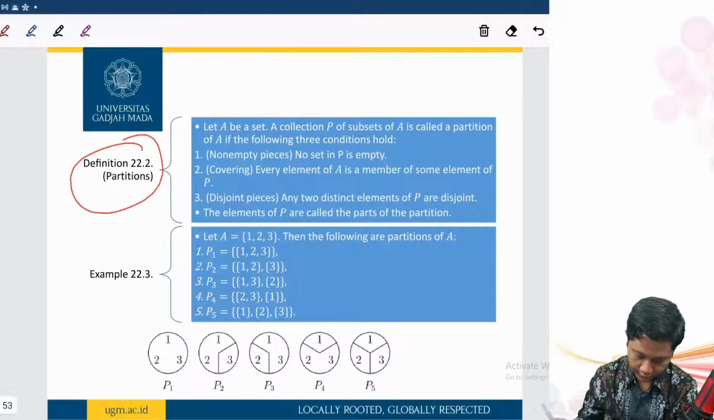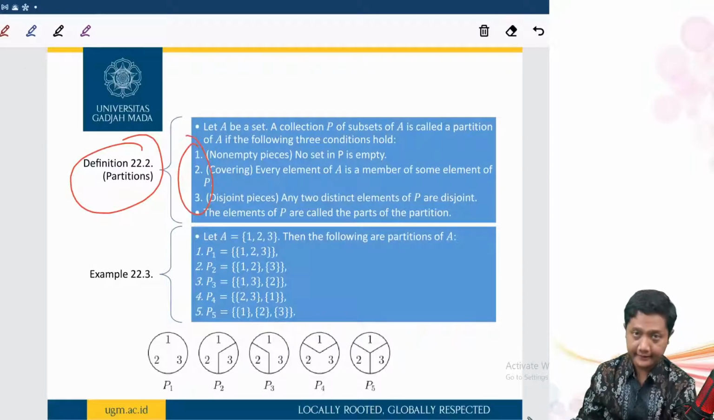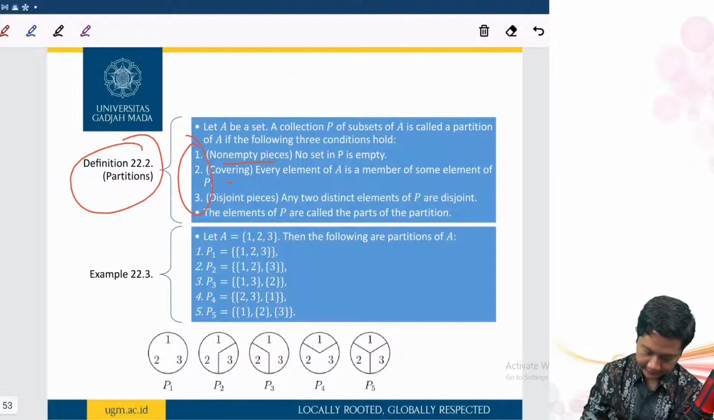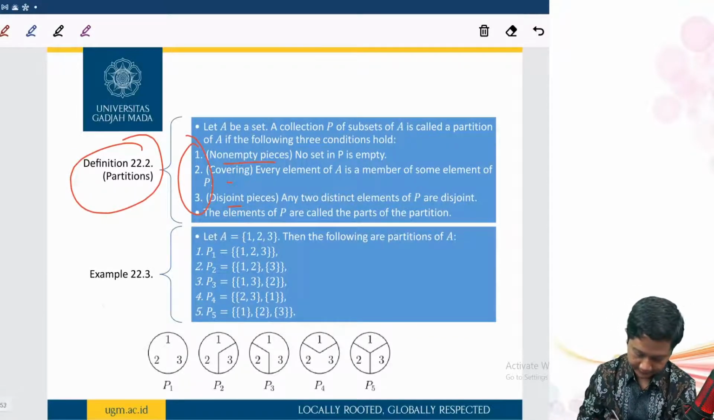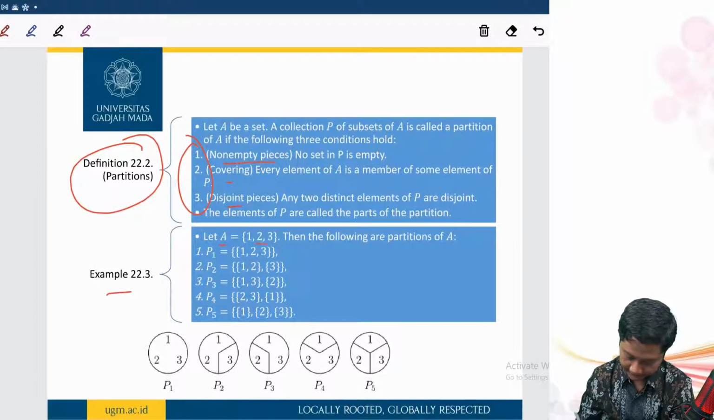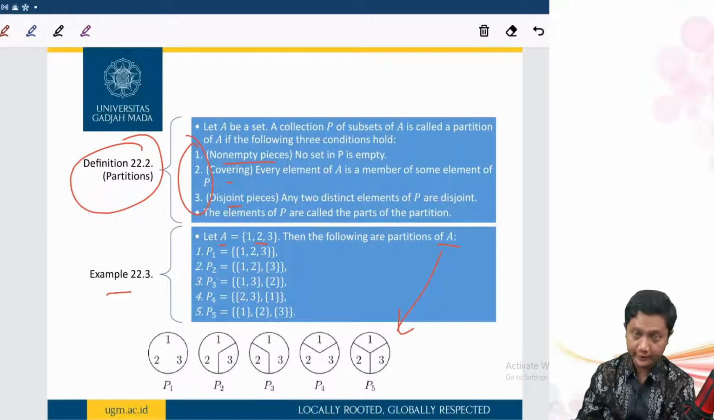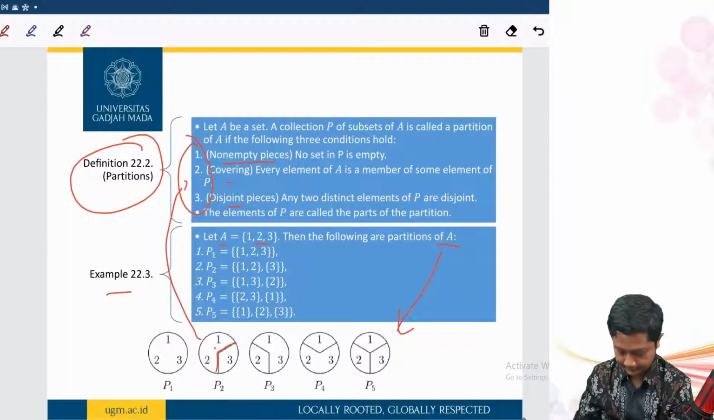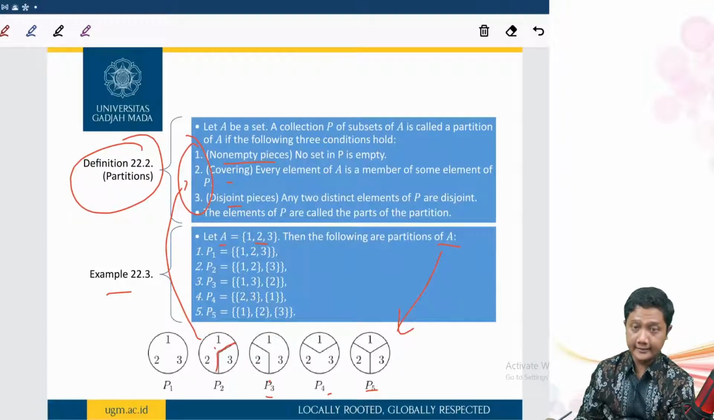So this is the definition of a partition of a set. We only try to imitate the three properties there. So we have non-empty pieces, covering, and disjoint pieces. For example, when we have this A, we have these partitions of A. For the first partition, we take A as one block, and the second one becomes two. And we see here, this satisfies these three conditions. Another partition, another partition, another partition. So it is very easy to understand.